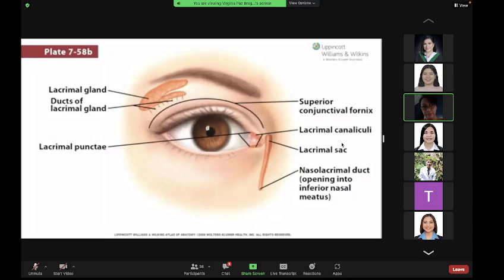Tears flow inferomedially within the conjunctival sac and collect in the lacrimal lake. Tears are taken up by capillary action through lacrimal puncta into lacrimal canaliculi that end in the lacrimal sac. The lacrimal sac drains inferiorly into the nasolacrimal duct, which runs through the nasolacrimal canal of the skull and opens into the inferior meatus lateral to the inferior nasal concha in the nasal cavity. This pathway explains why our noses run when we produce a lot of tears.